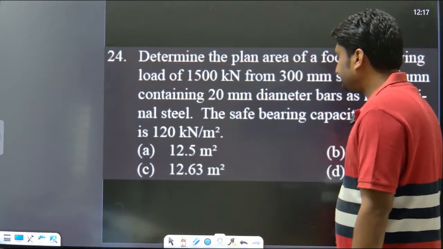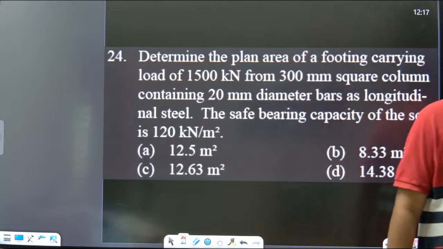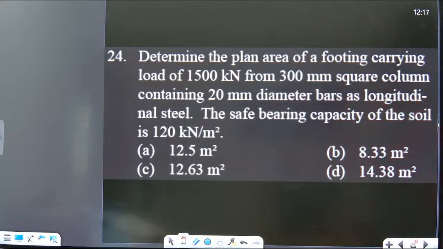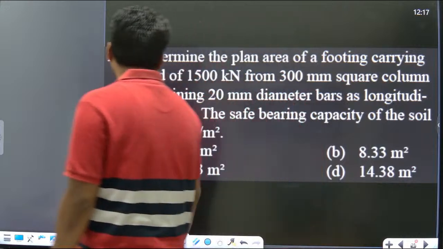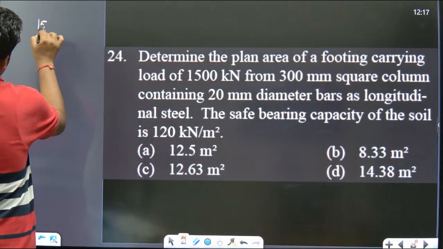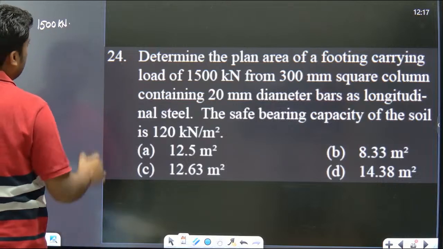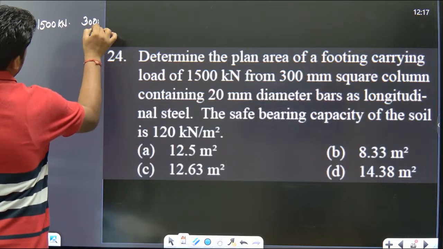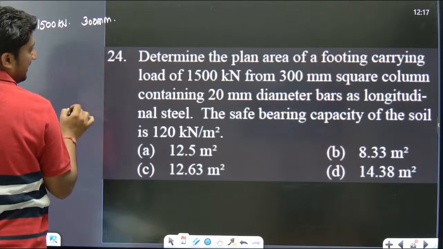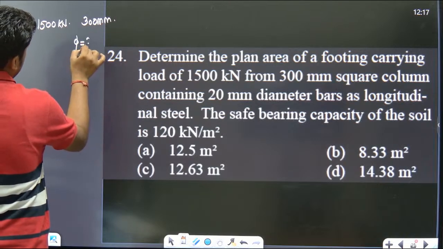Answer this question. This is a question on footing. Determine the plan area of the footing carrying a load of 1500 kilonewton from a 300 mm square column, containing 20 mm diameter longitudinal bars.